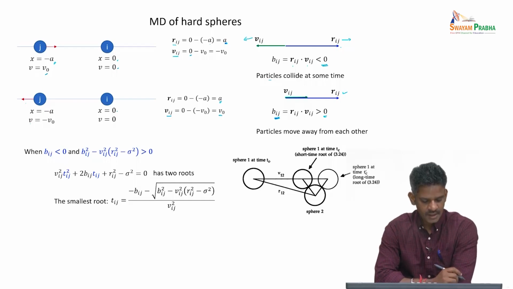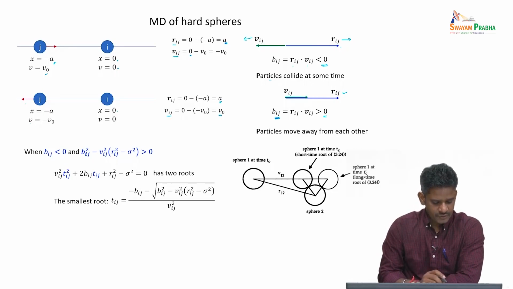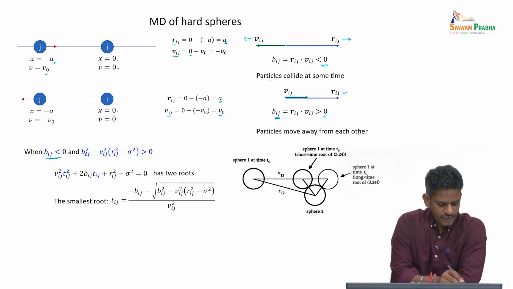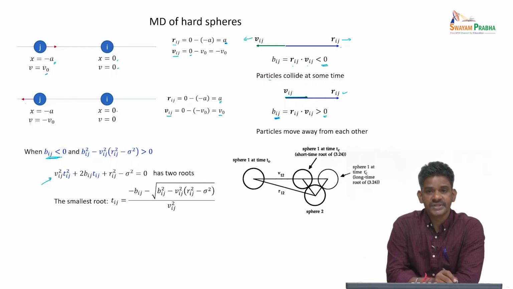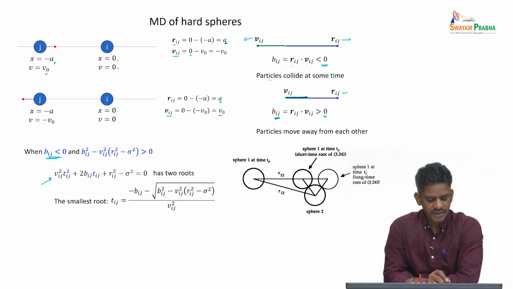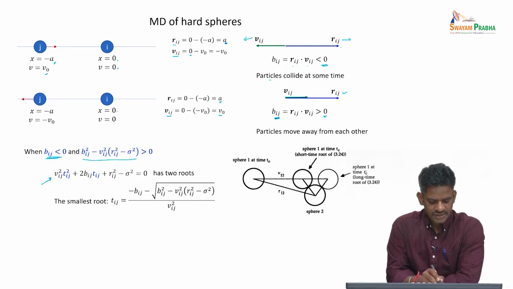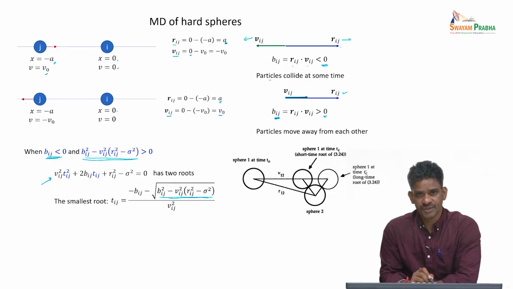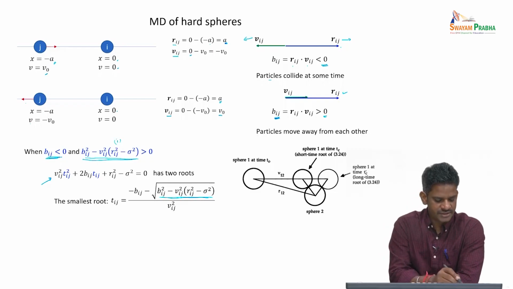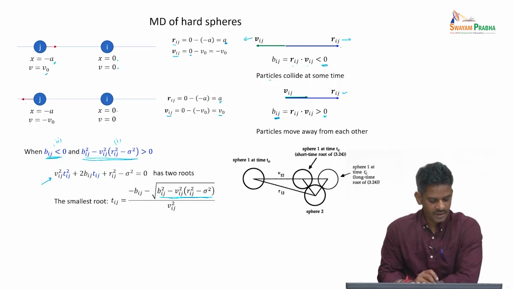And we also have to remember that not only is Bij going to be negative, but also, because this is a quadratic equation, the quadratic equation that gives the collision time should have a real solution, it can't be a complex number. So, that gives an additional condition that b square minus v square times r square minus sigma square should also be a positive number. That is because if you solve this quadratic equation, you get this term within the square root, and this number has to be a positive number. That is one condition, and the second condition is this b should be negative.